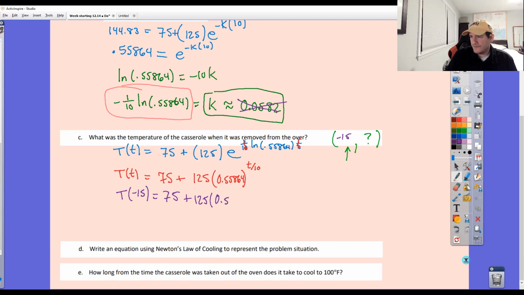So it is 0.55864 to the power of negative 15 tenths, aka just negative 3 halves. You could dump this whole mess into your calculator to see what it is. I'm going to do that. So this will be approximately 75 plus 125 times 0.55864 to the power of, parentheses, so we don't have any unforeseen consequences, negative 15 over 10.